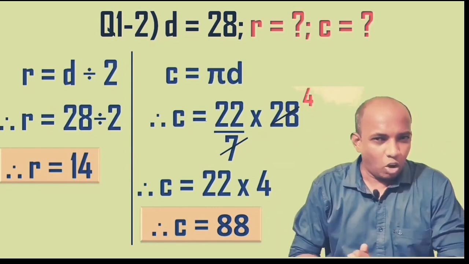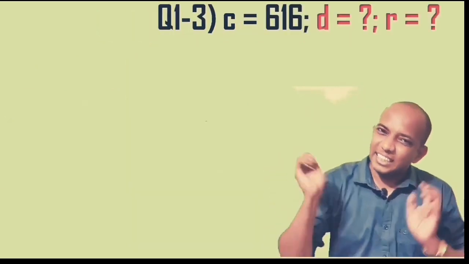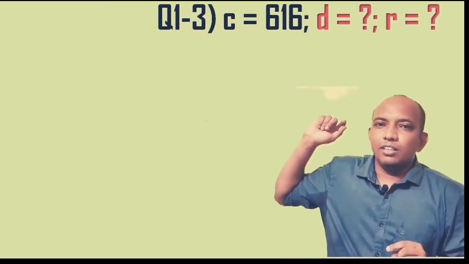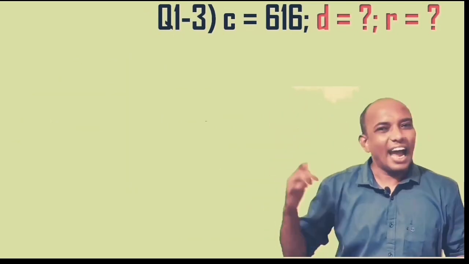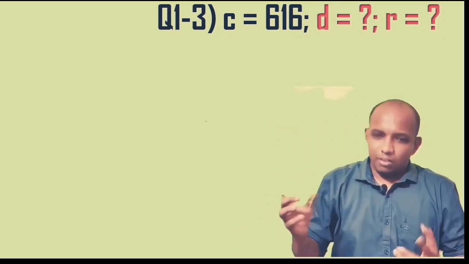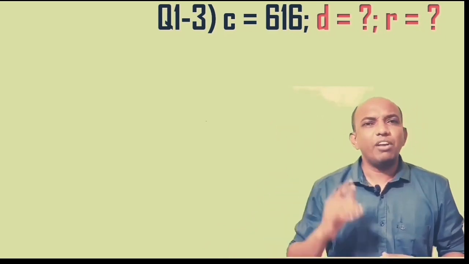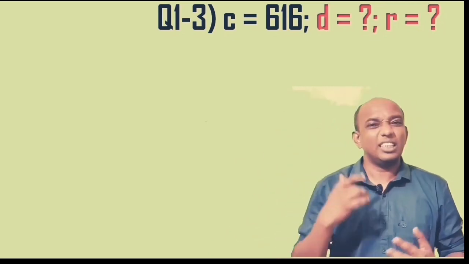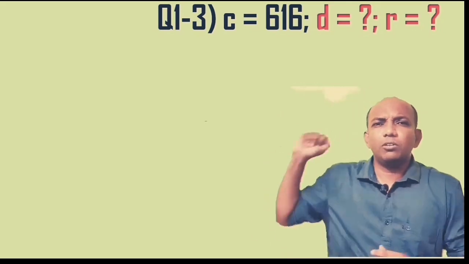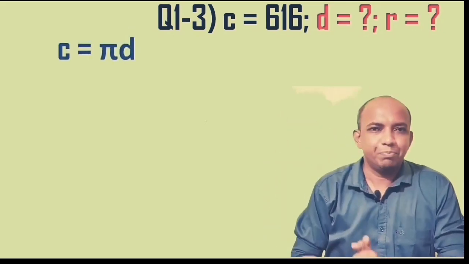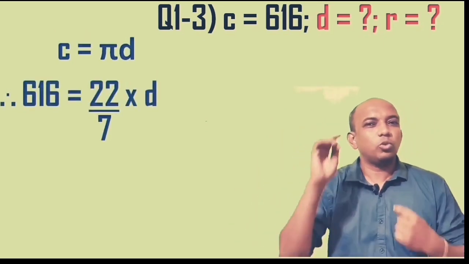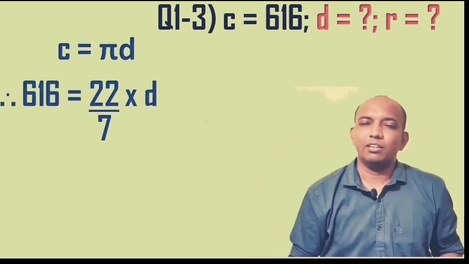Here we go with the third question of the table. The question is, the circumference is given to me. This time it is a little tricky: 616, and the diameter and the radius both I need to find. For this sum in which the circumference is given, we will always find the diameter first, because it becomes very easy to find the diameter. So proceed further with the formula. First of all, circumference equals pi d. Substitute the value and that makes it 616 equals 22 upon 7 into diameter.